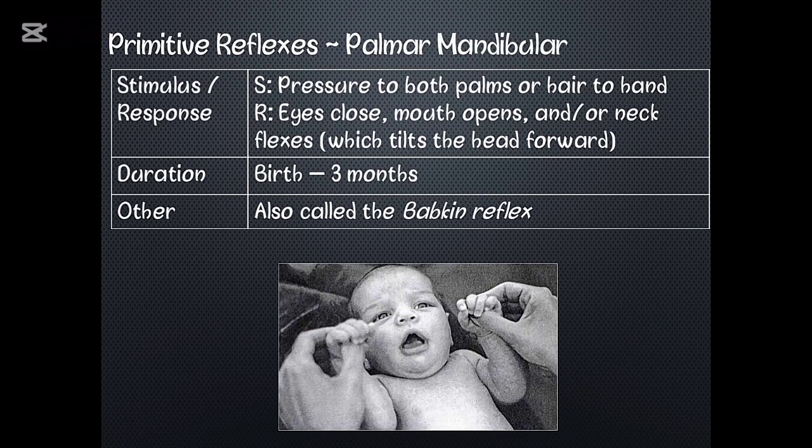Now we have palmar mandibular reflex. Now here the stimulus can be pressure to both palms, or if the baby would grasp the hair in his hands, then what would happen is that the response would be eyes would get closed, mouth would get opened, and the neck would get flexed. So this basically tilts the head forward. And duration of it is from birth to 3 months, and this is also called Babkin reflex.